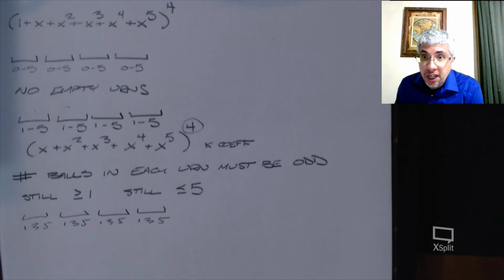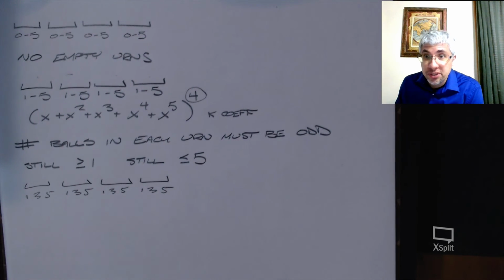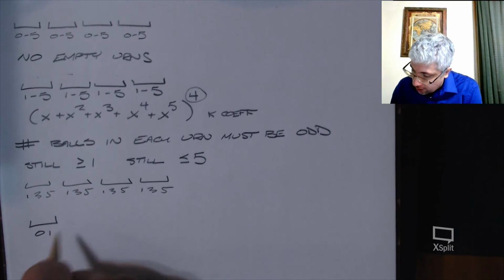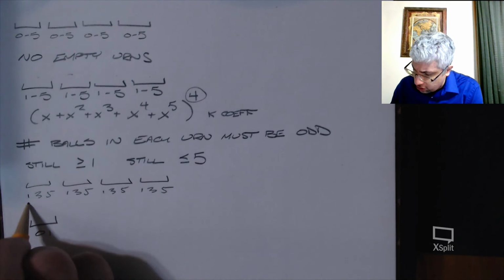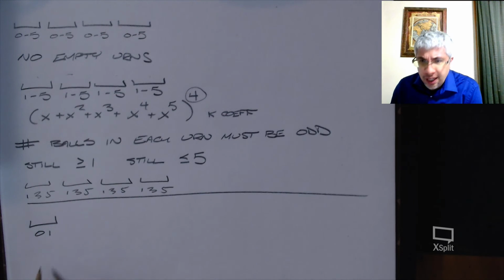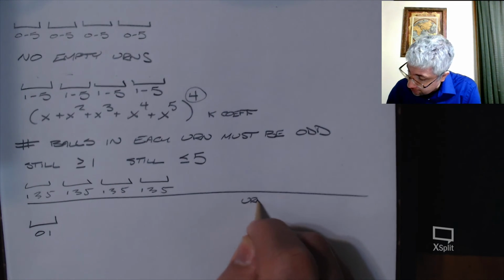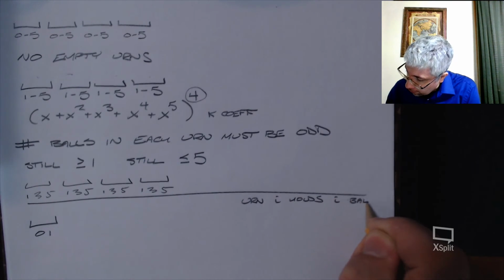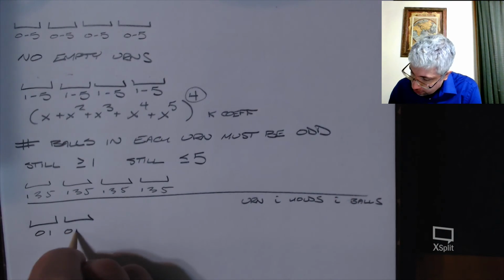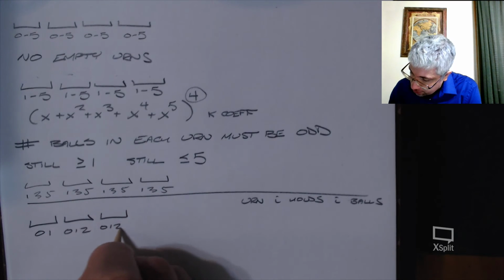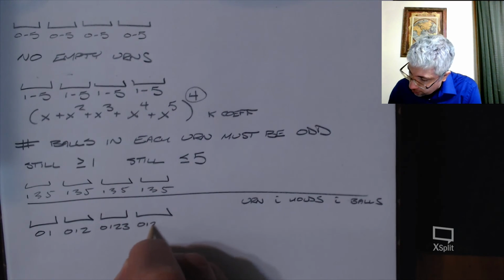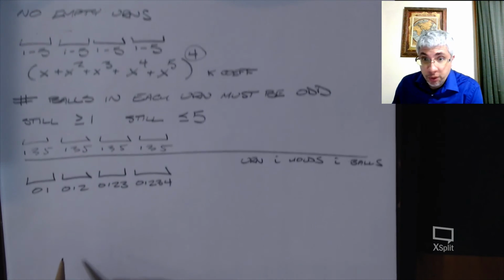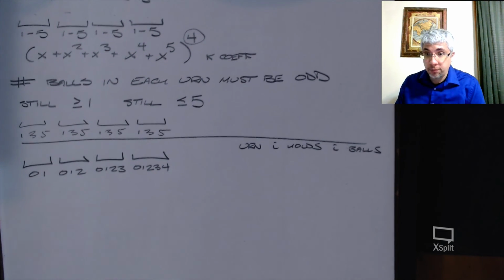What about urn i can hold at most i balls? So we have one urn that can hold 0 or 1. New problem. Let's start over. Urn i can only hold i balls. Okay, so urn 2 could have 0, 1, or 2. Urn 3 could have 0, 1, 2, or 3. Urn 4 could have 0, 1, 2, 3, or 4. And I want to know the number of ways that we can place k balls.